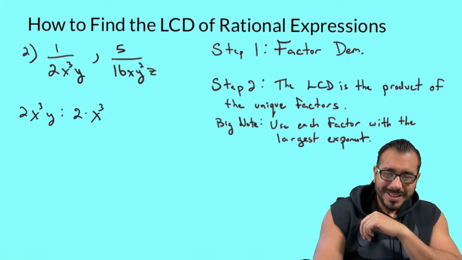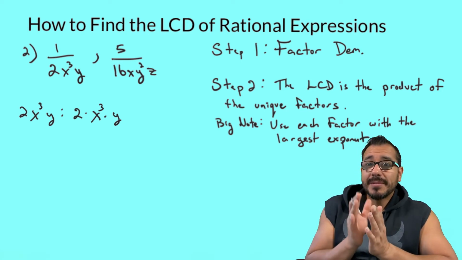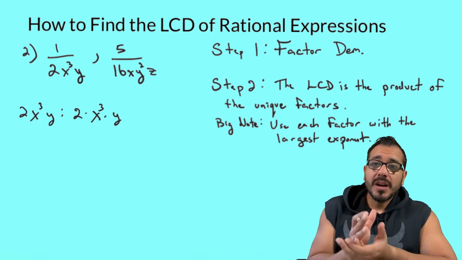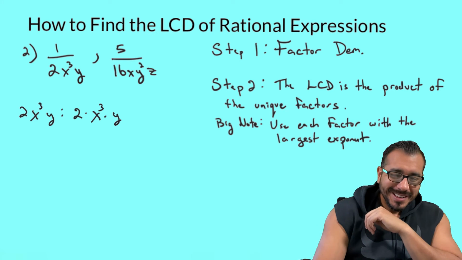So we're just gonna copy this down. And that x cubed, you don't have to write it as x times x times x, because whenever we have a repeated factor, again, you want to use those exponents. So that one's perfect, right? It's beautiful the way it is.